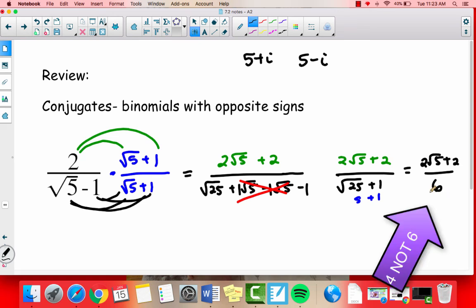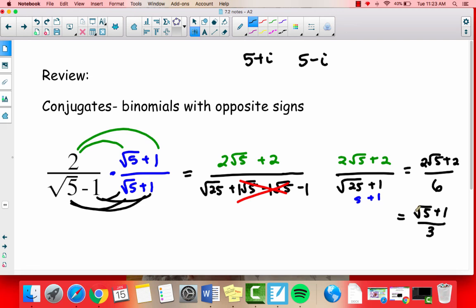Now, the one thing you should be able to do is look at your terms here, and if they can be reduced by something, you always want to reduce. So the easiest thing I could do here is reduce everything by 2, and that's going to leave us with a 1 root 5 plus 1 over 3.